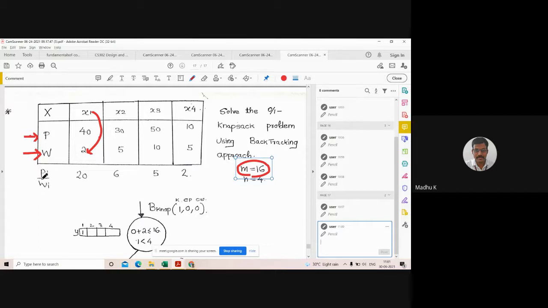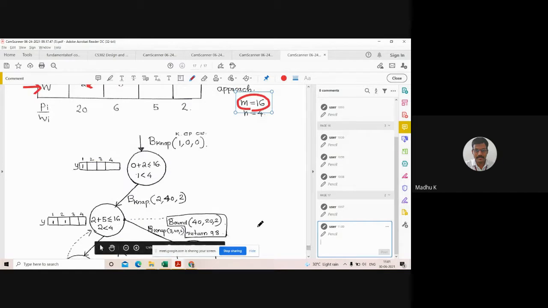This will be given in the question. So solve the 0/1 knapsack problem using the backtracking approach. We want to familiarize how this algorithm will work. Initially, please observe, you should have a good idea about how recursion works.